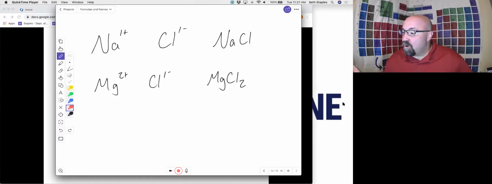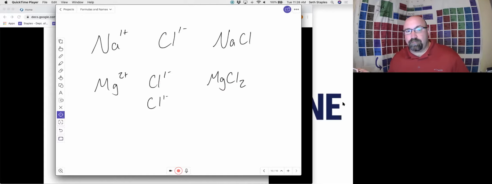What do we need more of? We need more negative charges. So let's put another chloride in there. Each chloride comes with a 1 minus. Now, our pluses do balance out our minuses. We have 2 pluses, and we have a total of 2 minuses. We have 1 magnesium, and we have 2 chlorides for our 2 chlorides.